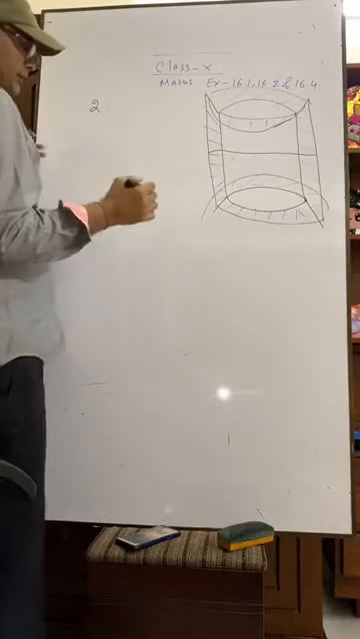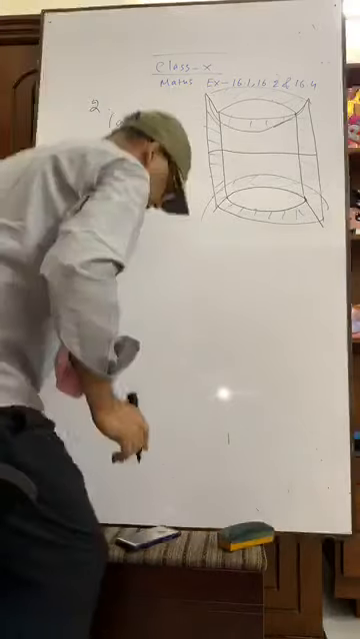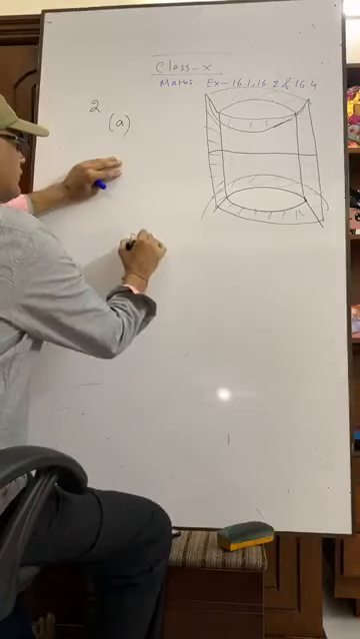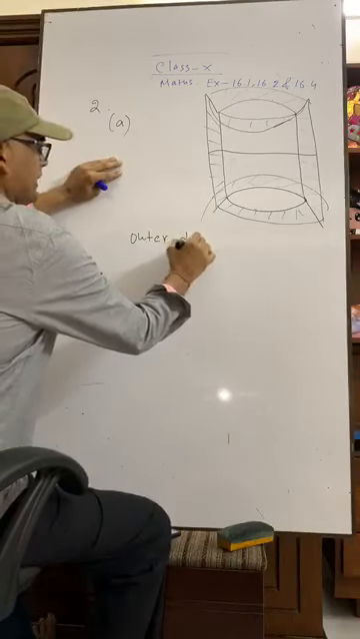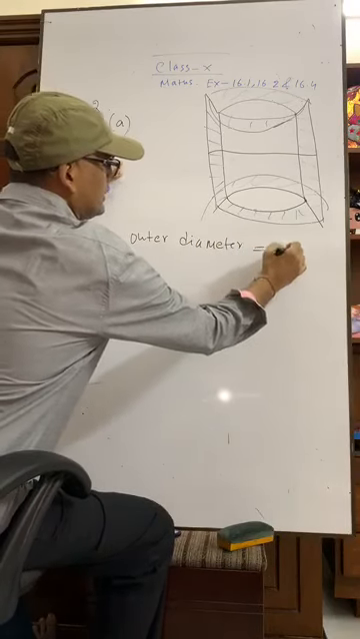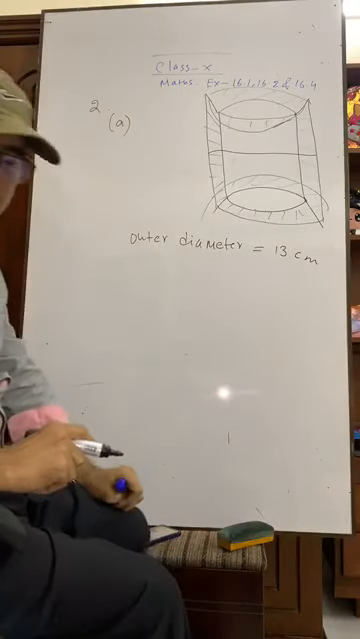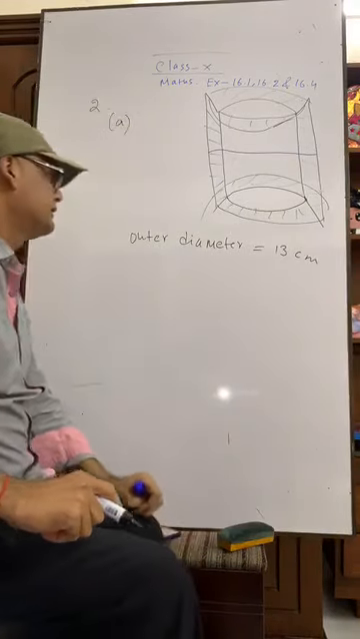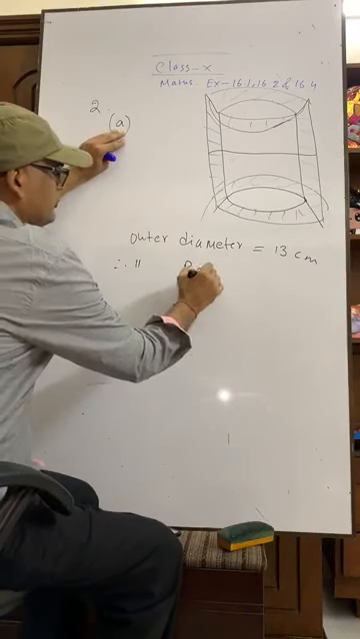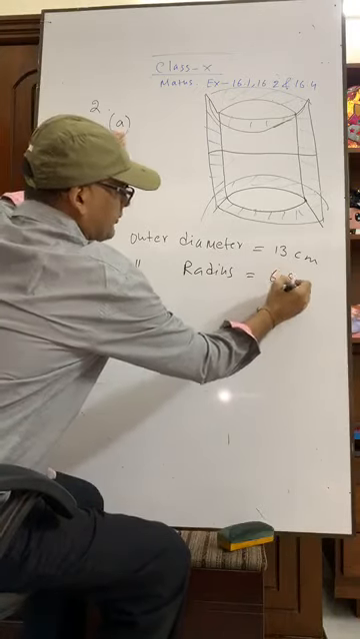So, what is outer diameter? Here in this question number A, outer diameter, write down, outer diameter is equal to 13 centimeter. It is given in the question that outer diameter is 13 centimeter. So outer radius equals to what? Outer radius equals to 6.5 centimeter.